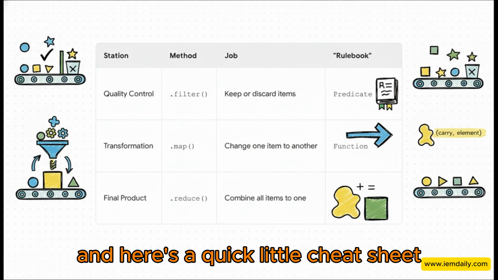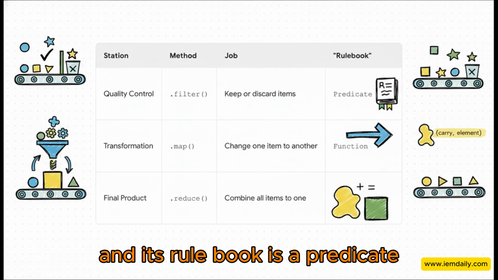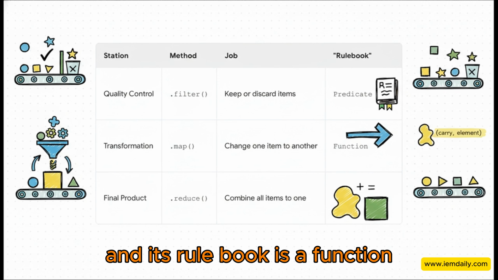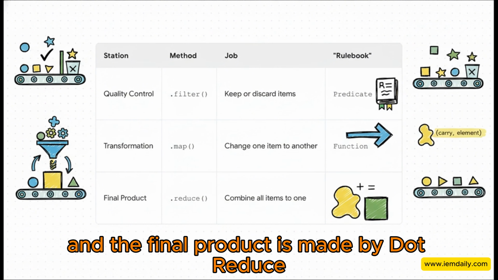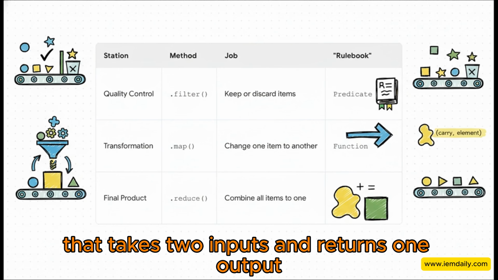And here's a quick little cheat sheet to help all this stick. Our quality control station uses .filter, and its rulebook is a predicate. The transformation station uses .map, and its rulebook is a function. And the final product is made by .reduce, which uses something called a binary operator. That's just the official name for our logic that takes 2 inputs and returns 1 output.